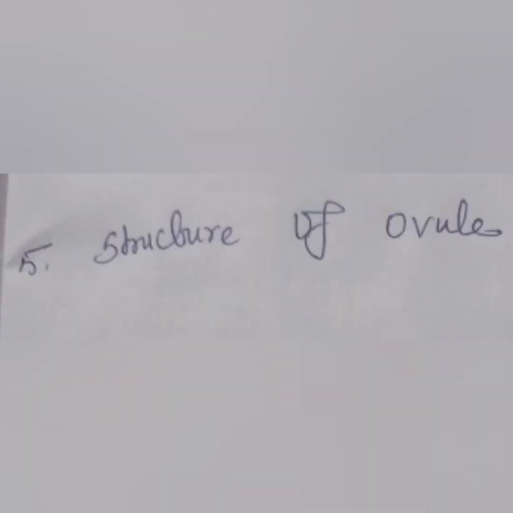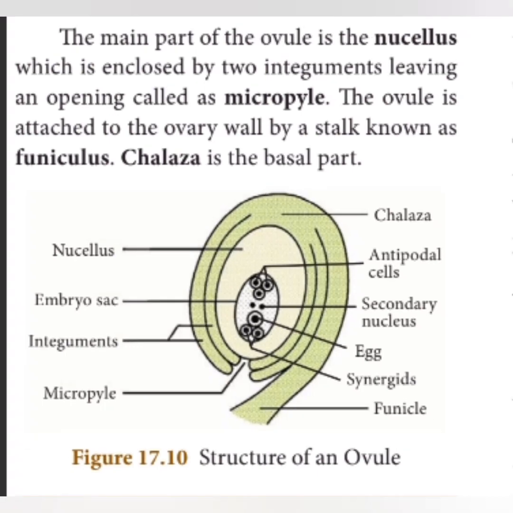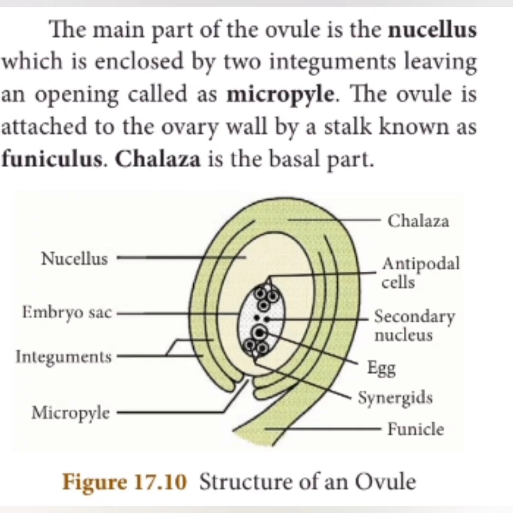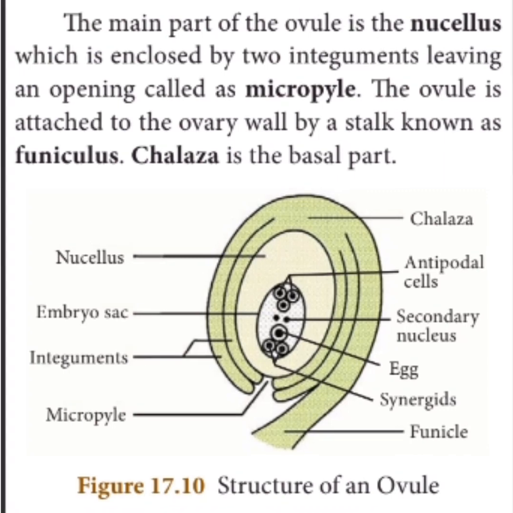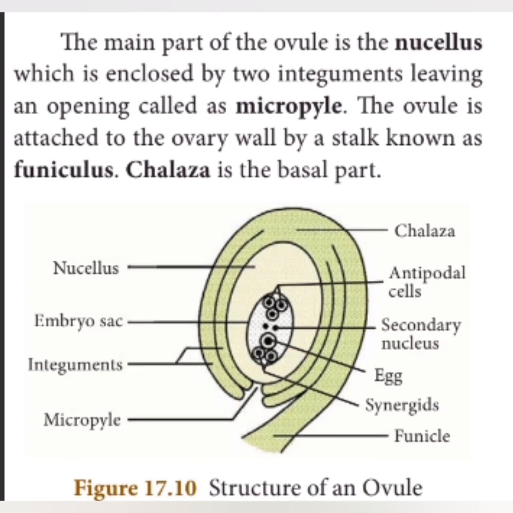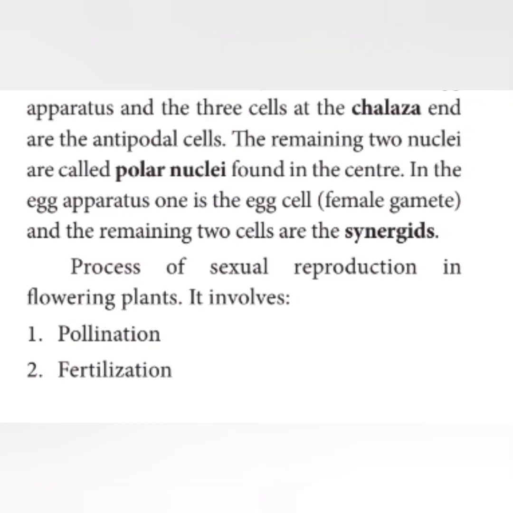And the next question is, structure of angiospermic ovule. The ovule, we know, has the nucellus as its main part, and it is enclosed by two integument layers. It opens by the micropyle and is attached to the ovary wall. The stalk is called funiculus and chalaza is the basal part. The diagram is very important. Sometimes they will ask it in 2 marks, sometimes in 4 marks as well as 7 marks. Here there are totally 8 cells: upper 3, lower 3 and the middle 2.